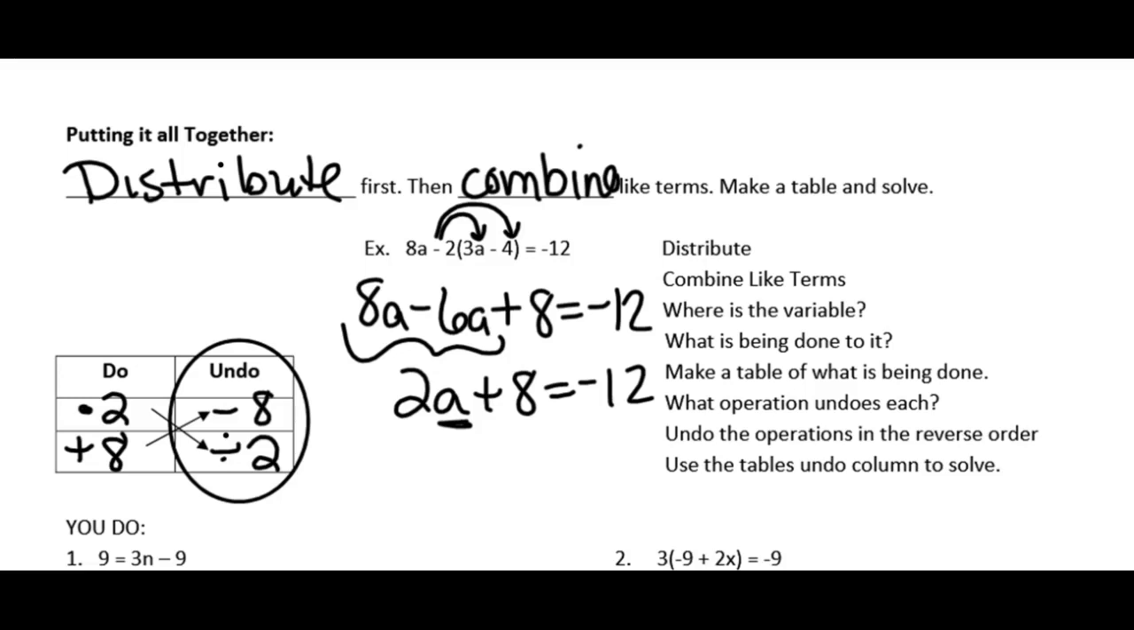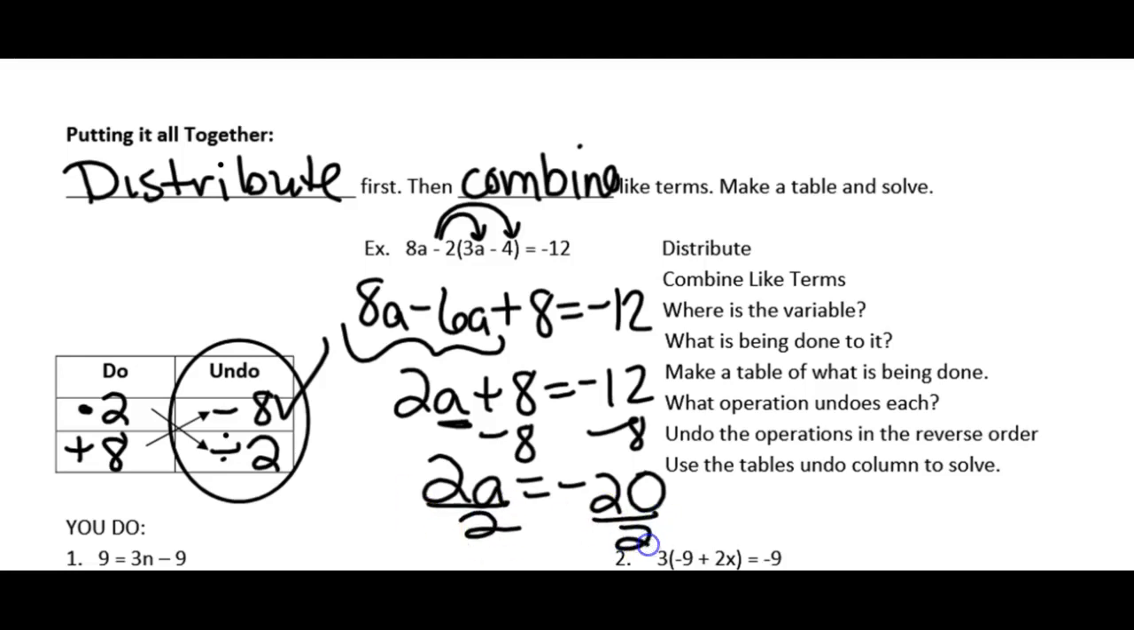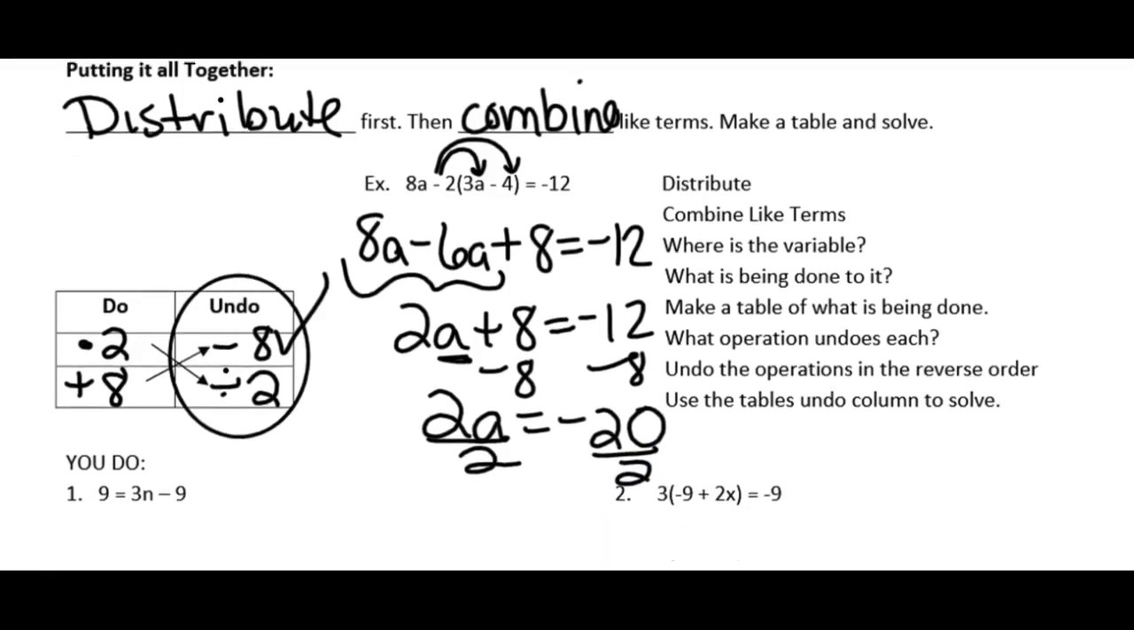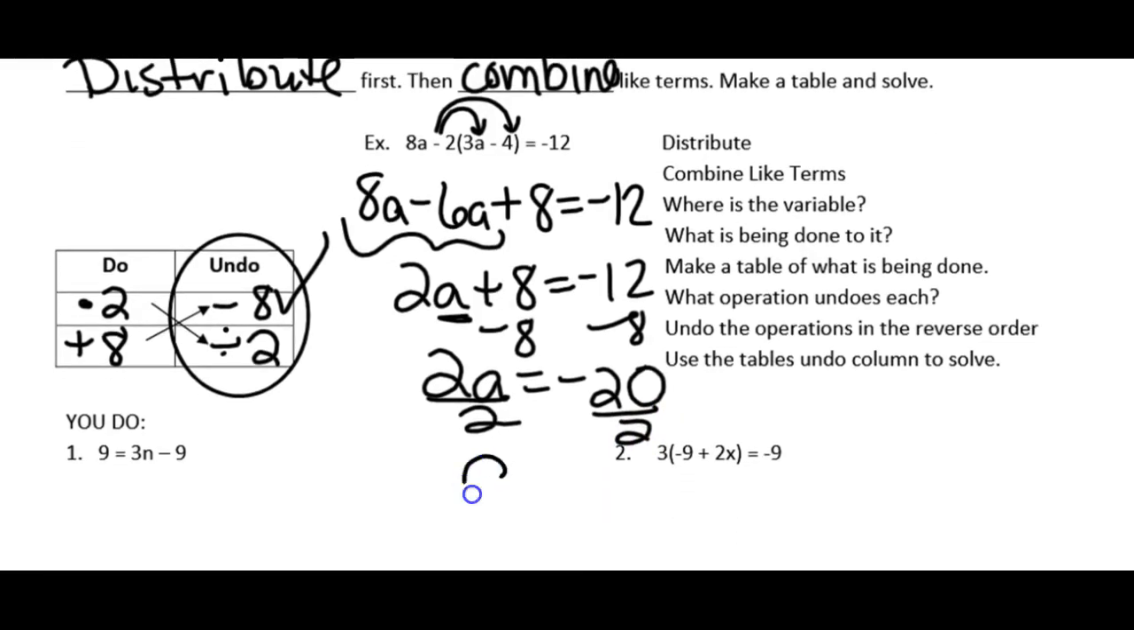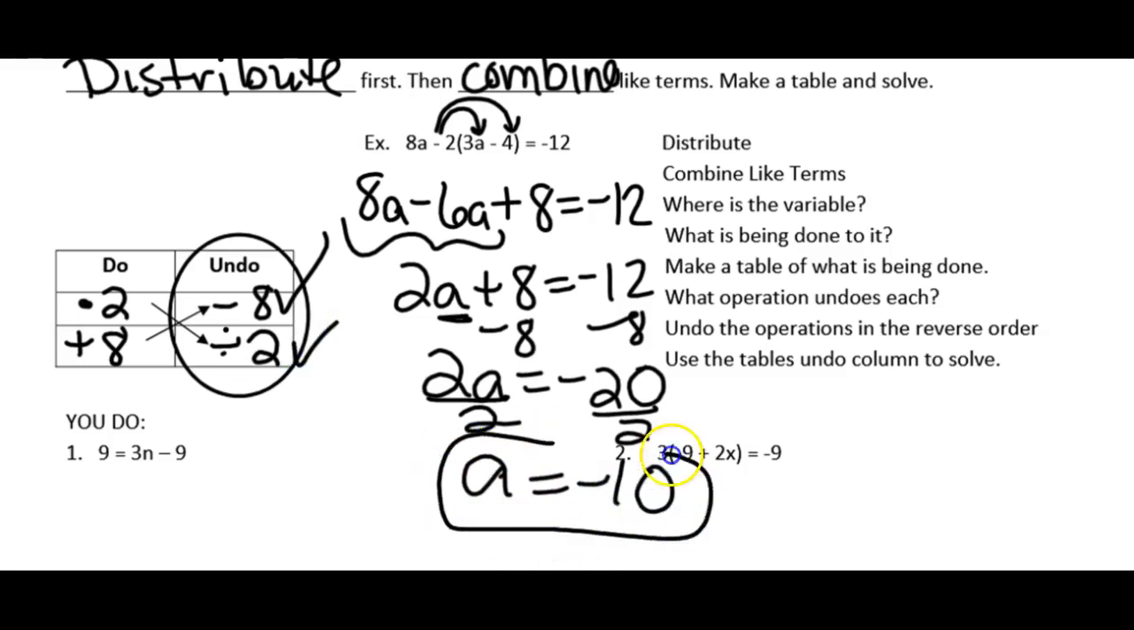So my table says to minus 8. So I'm going to minus 8 from both sides. 2a is equal to negative 20. So I did that step. Next step says to divide by 2. So that's what I'm going to do. Both sides, I'm going to divide by 2. I'm going to have a is equal to a negative 10. Did that last step. I'm done.